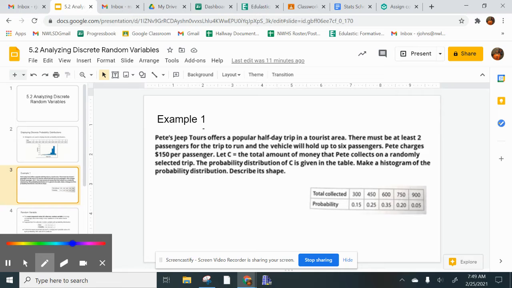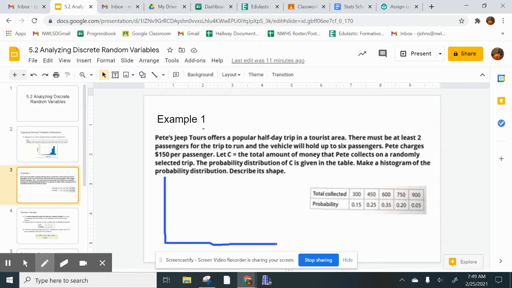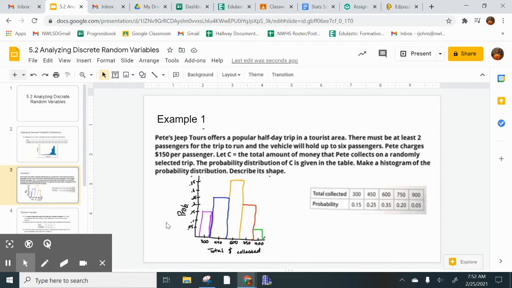Okay, so first thing you want to do when you're graphing these distributions, the left here is going to be your probability. Down here will be your total collected. Okay, I'm going to go ahead and graph this, and I'm going to pause the video here for a second. Okay, welcome back.